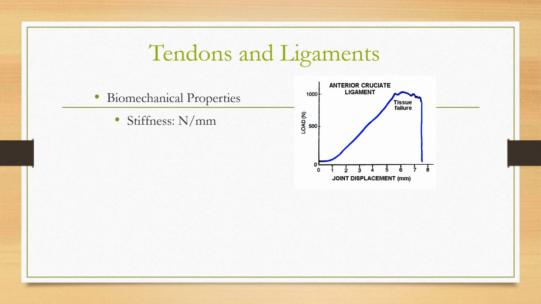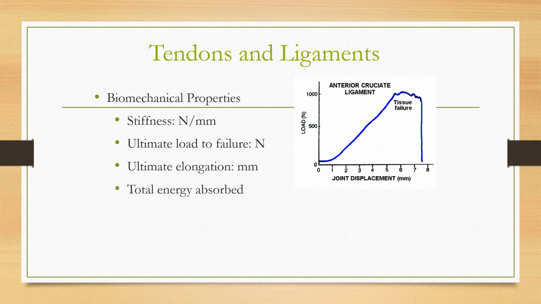This is a stress strain curve of an ACL in vitro, and the horizontal axis is the amount of displacement. So what we see is the ultimate load to failure for this specimen is a little bit more than 1,000 newtons. The ultimate elongation before it breaks is about 7.5 millimeters, and the total energy absorbed is the total amount of area that's underneath the stress strain curve that's illustrated.